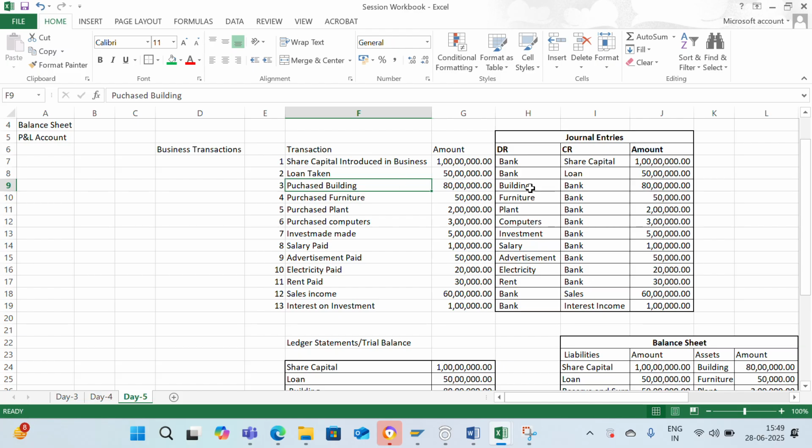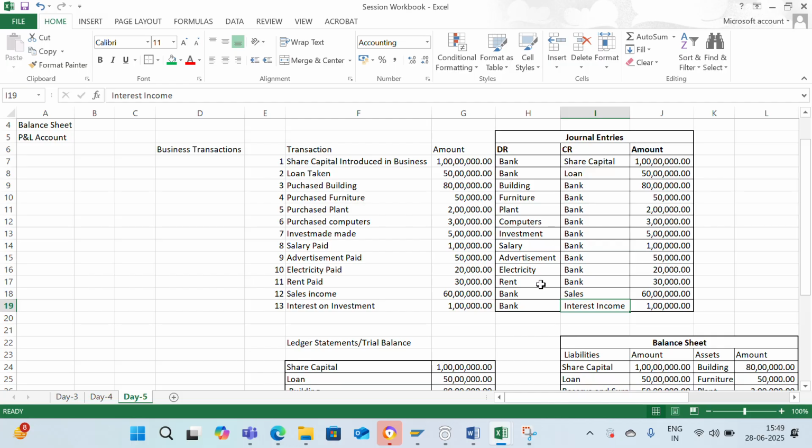For purchasing the building, it is building to bank. Similarly, furniture to bank, plant to bank, computer to bank, investment to bank. And for expenses, again it's salary to bank, advertisement to bank, electricity to bank, and rent to bank. Coming to the income side, the income account gets credited, so bank account debit to sales income account, and bank account debit to interest income account. So this is how we form the journal entries.